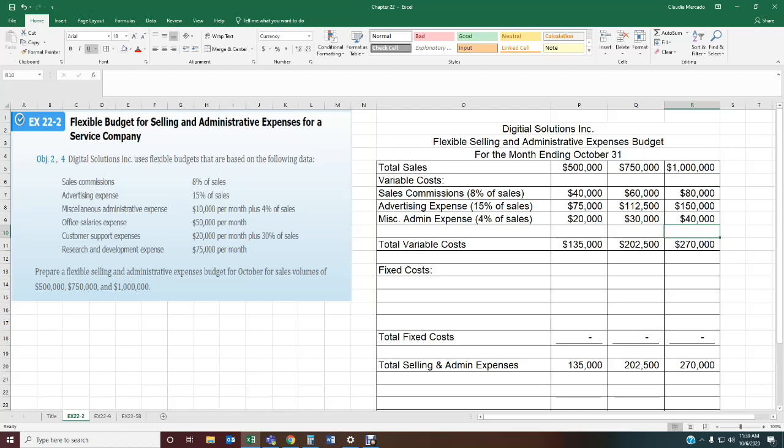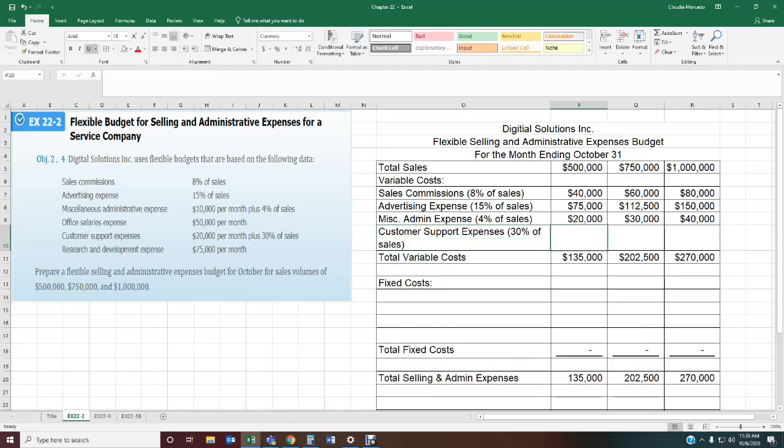Office salaries expense is a fixed cost, so that does not go into this category. Next, we have customer support expenses. We've got a fixed cost of 20,000 per month, and then we have a variable component, which is 30% of sales. So in this section, we're only picking up our variable cost. So we have our customer support expenses, and that's 30% of sales.